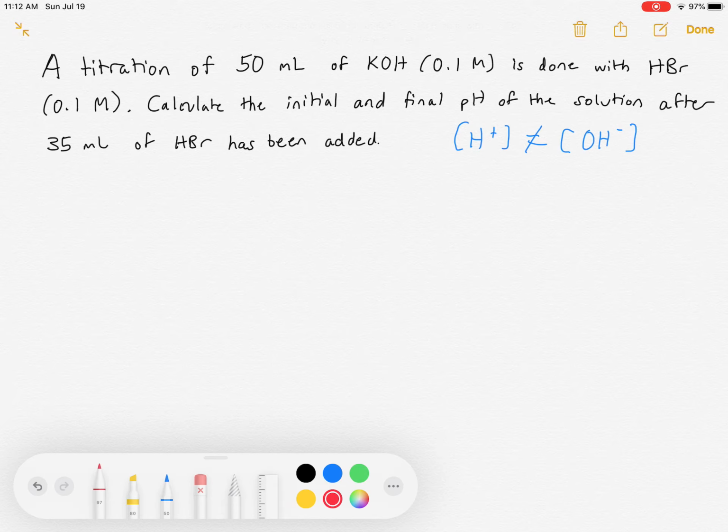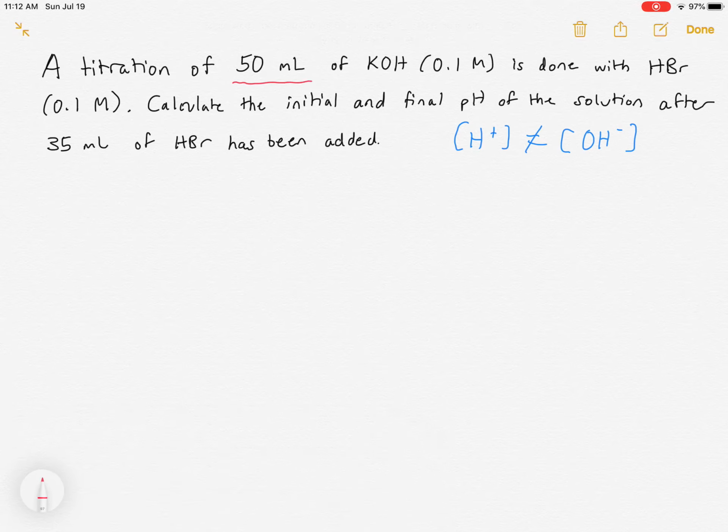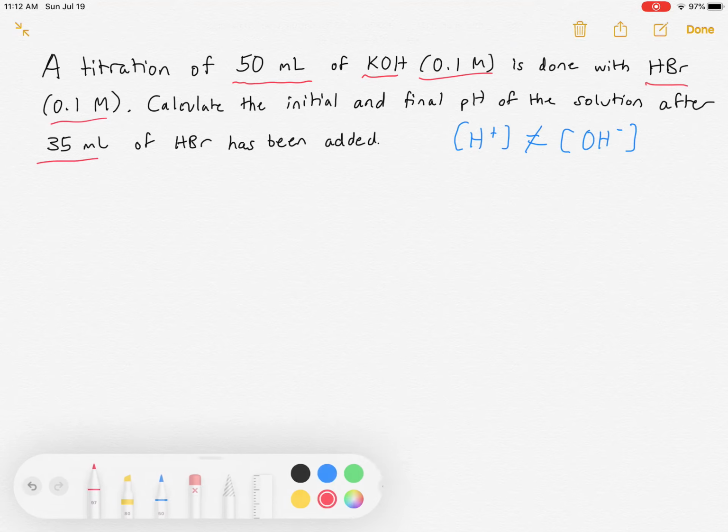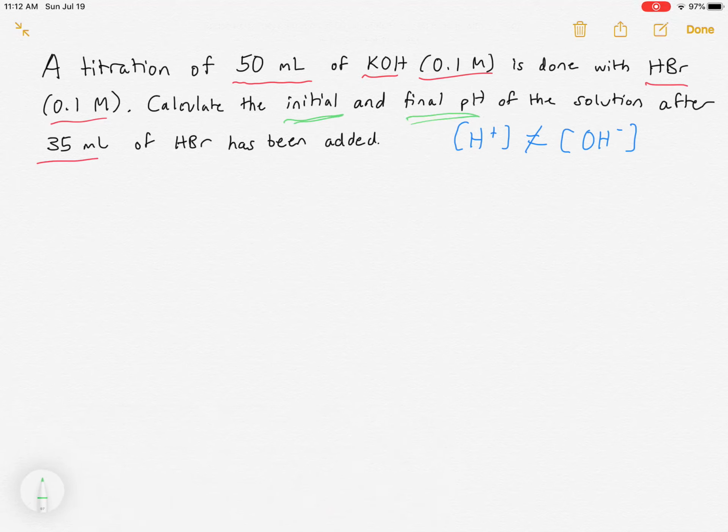So the first thing I like to do when I see a problem like this is underline all the information that I'm given. So I'm given 2 molarities and 2 volumes. I'm told what my base and my acid are. And then in terms of what I'm asked for, we're asked for initial and final pH.